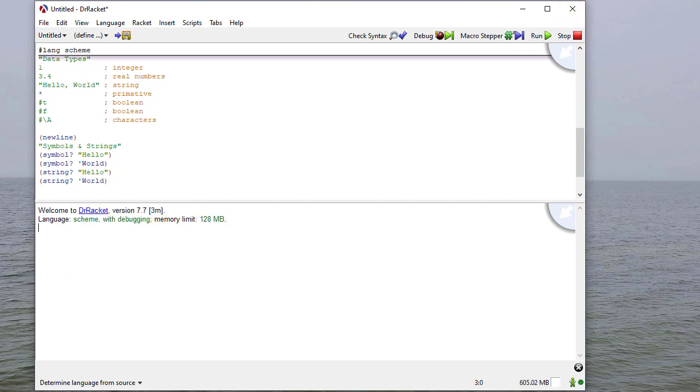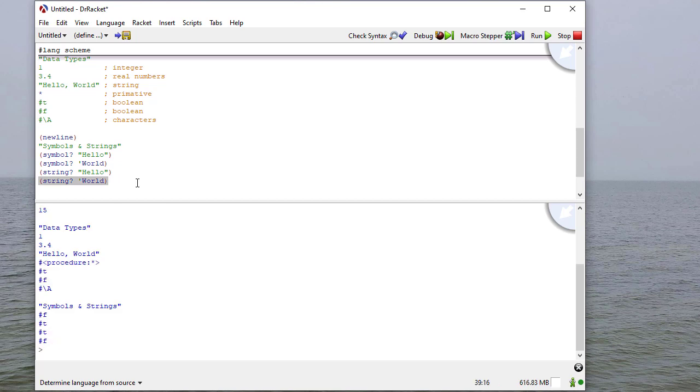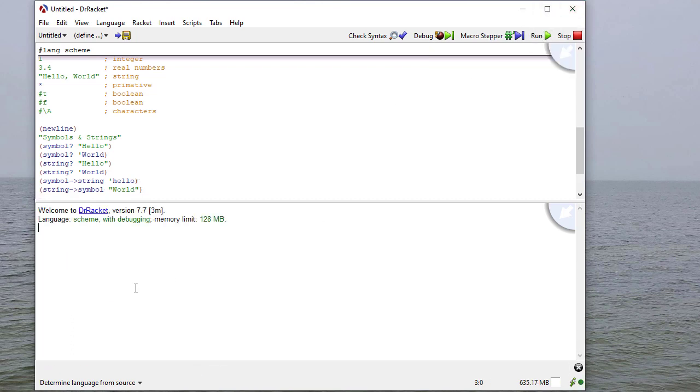And let's copy and paste this code and check for a string now. And you can see in this case, now hello is a string and world is not a string. I can actually convert back and forth between the two using the symbol to string or string to symbol operators. So when I run this, you can see that I get the string hello and the symbol world.